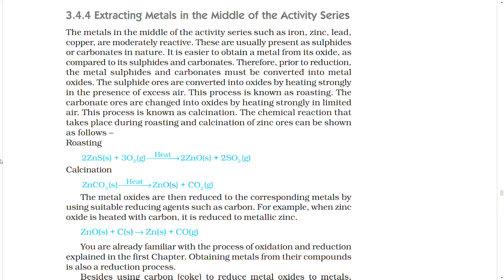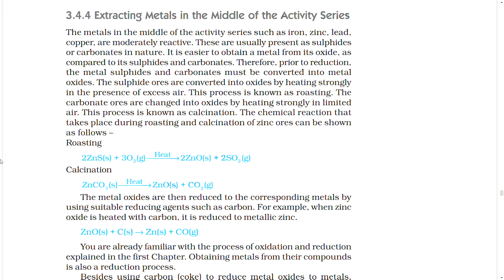Extracting metals in the middle of the activity series. The metals in the middle of the activity series, such as iron, zinc, lead, and copper, are moderately reactive. These are usually present as sulfides or carbonates in nature. It is easier to obtain a metal from its oxide as compared to its sulfide or carbonate. Therefore, prior to reduction, the metal sulfides and carbonates must be converted into metal oxides. The sulfide ores are converted into oxides by heating strongly in the presence of excess air. The process is known as roasting.